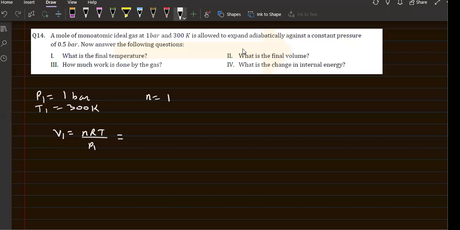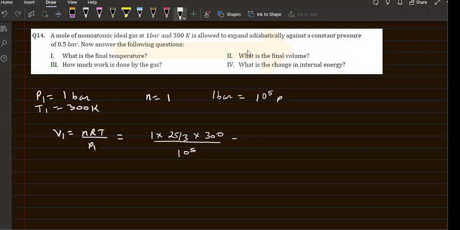And since it is given 1 bar, 1 bar is equal to how much? 10 to the power 5 Pascal. 1 into 10 to the power 5 Pascal, yes or no? Yes, very good. So 1 bar is equal to 10 to the power 5 Pascal. So let's put the value here. So n is 1 into R. Since we are using SI unit, R is 25 by 3 into T, which is 300, by P1, which is 10 to the power 5. So this is your V1.